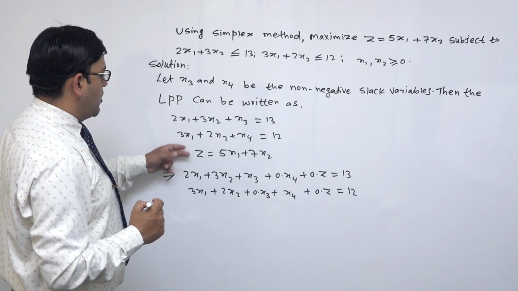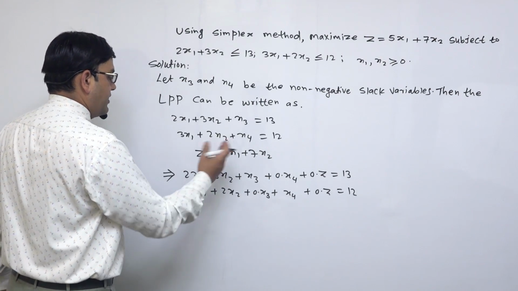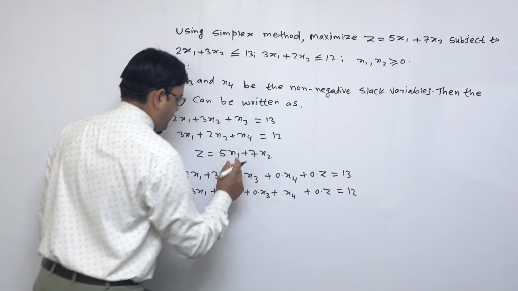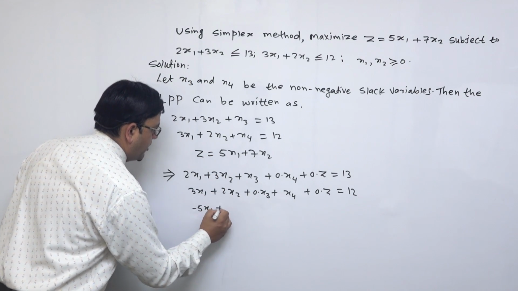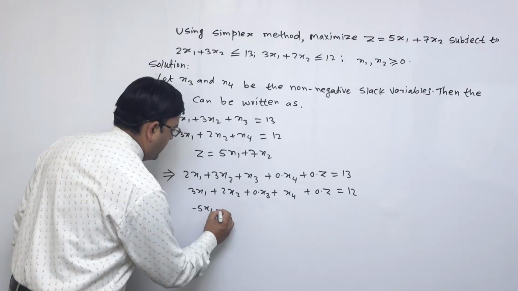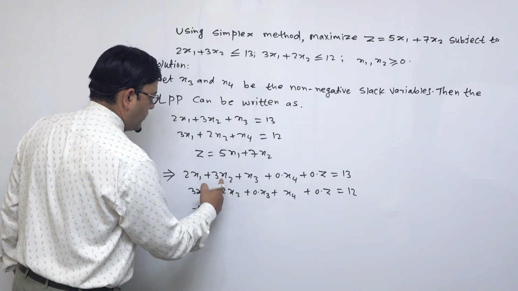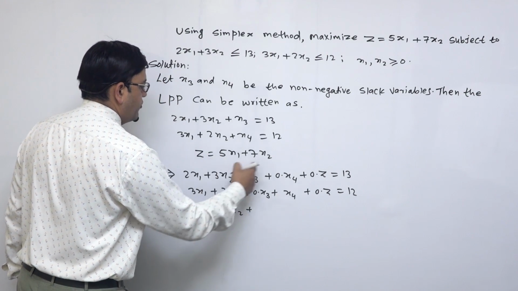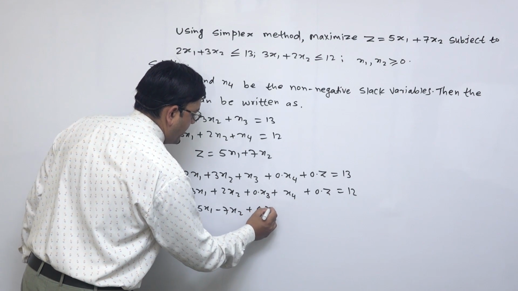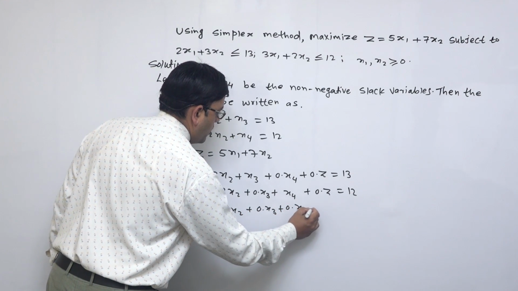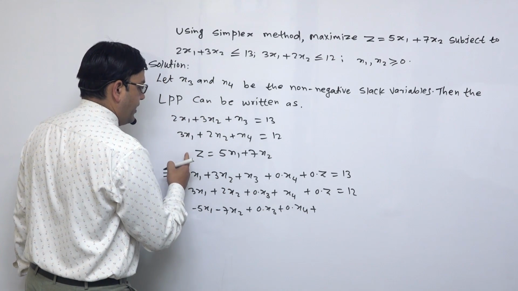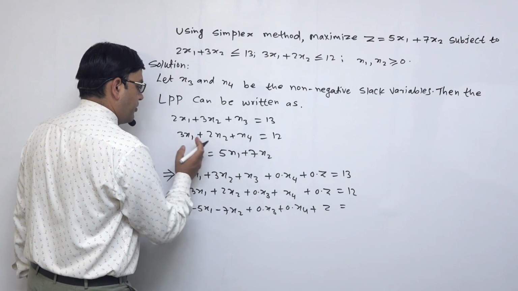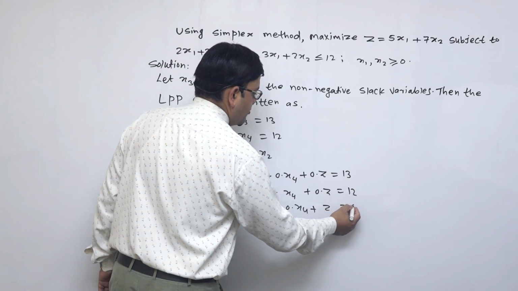Similarly, we have to write this also, but here 5x1 + 7x2 is on the RHS side. If we bring this to the LHS side, it becomes minus 5x1 minus 7x2 plus 0 times x3 plus 0 times x4 plus z. After bringing everything to the LHS, this is equal to 0.